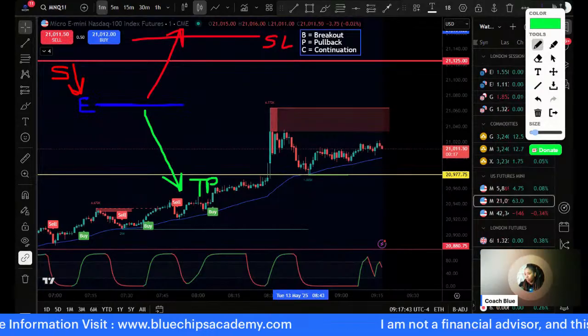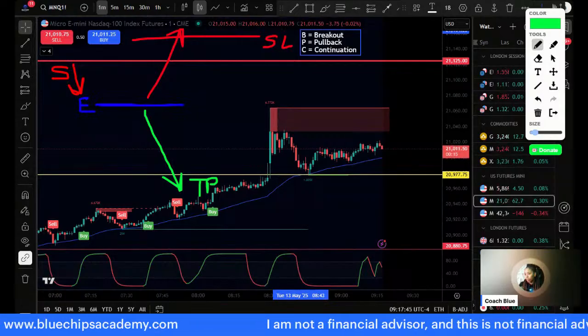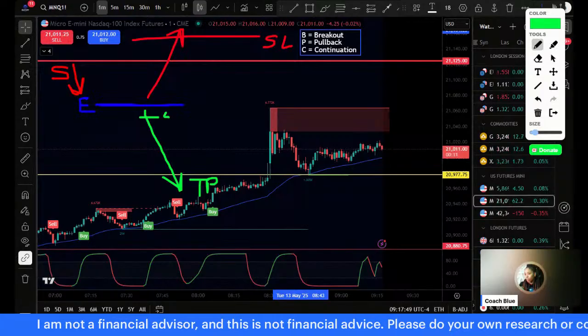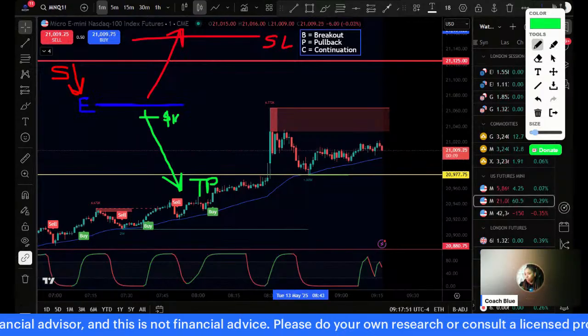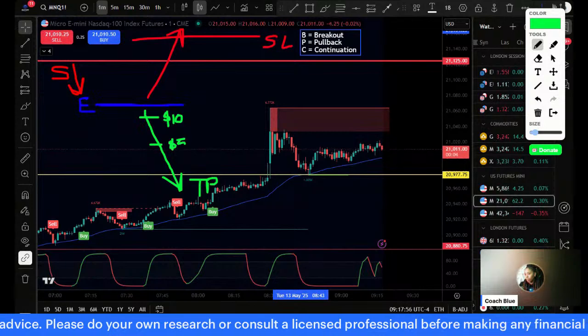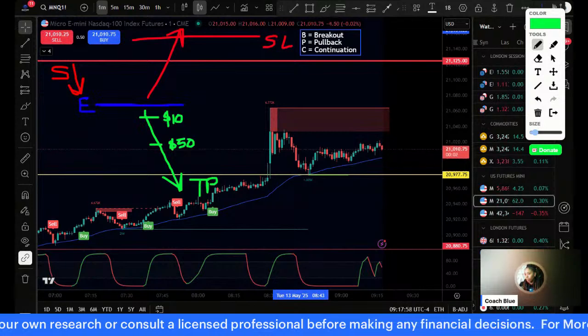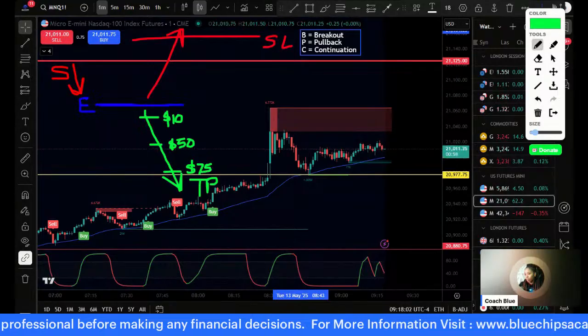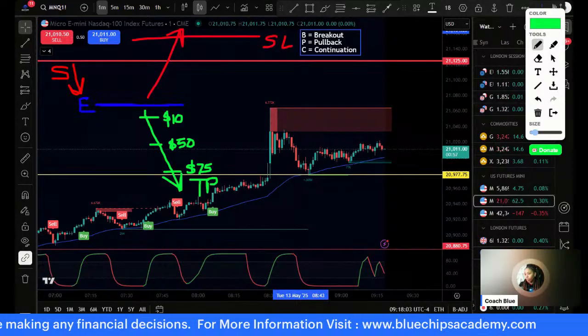The closer I am to the entry line, remember we want price to move down. So we're at $10 here. We're at $50 here. This is a positive. We're in profit now. And now we're at $75 profit here. Let's just say that at our TP.